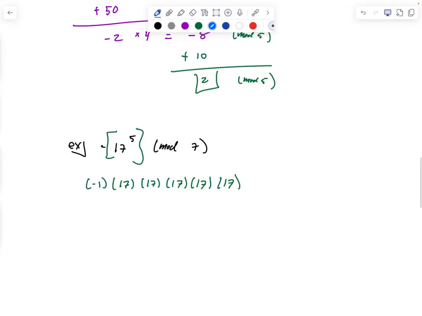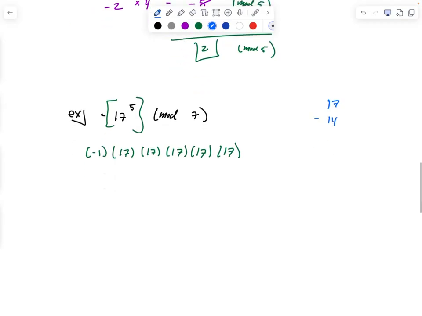So we want to take the 17 and subtract what? 14. Okay, so now this becomes negative 1 times, well, which gives us 3, 3 to the 5th. Which is the same thing as negative 1 times 3 squared times 3 squared times 3 to the 1st. We have to add these exponents up: 2 plus 2 is 4, plus 1 is 5. These numbers on top have to add up to our 5.